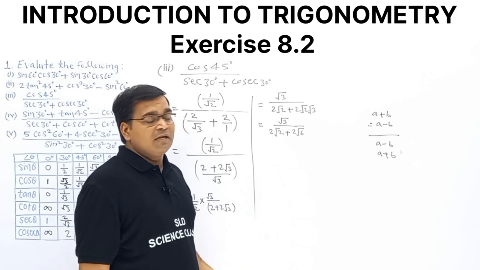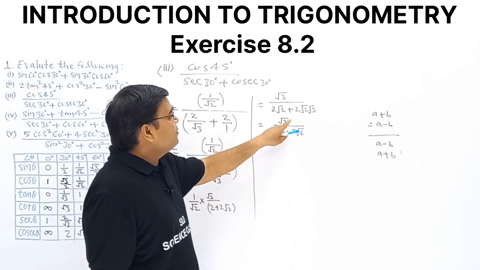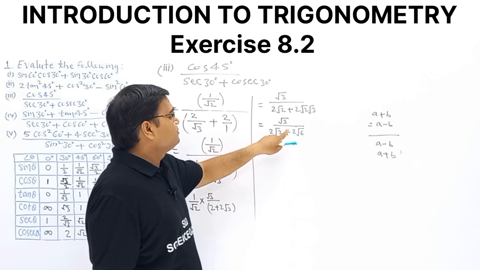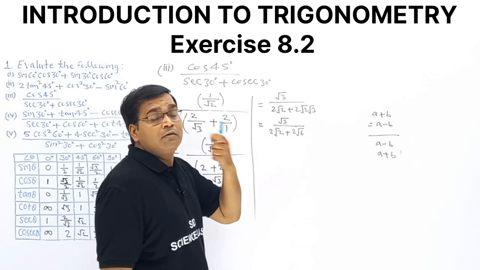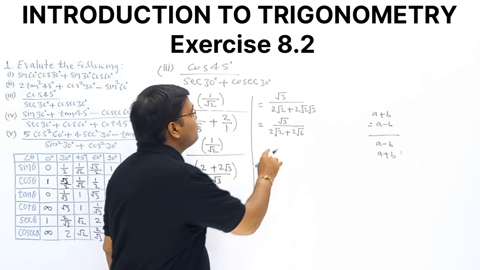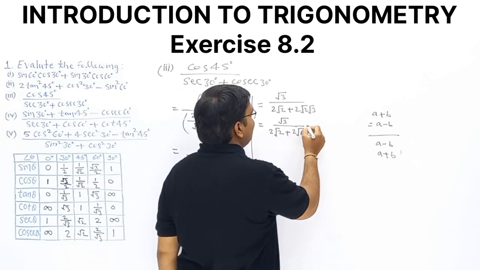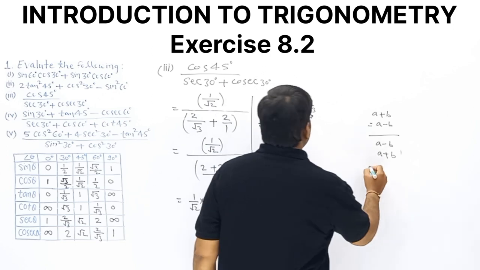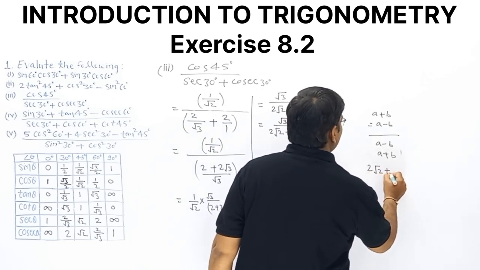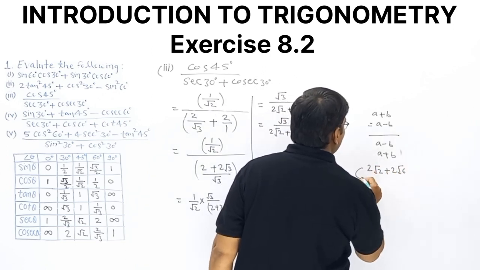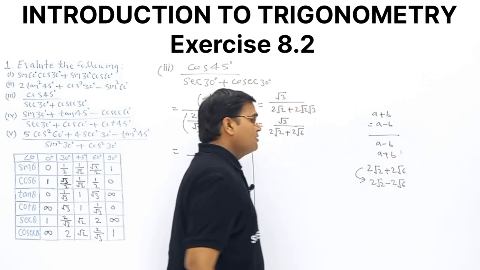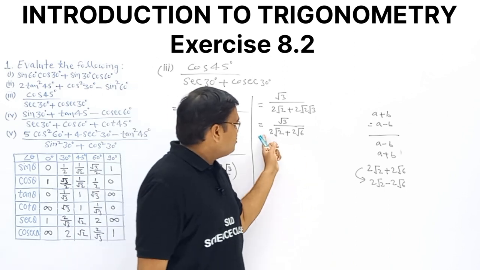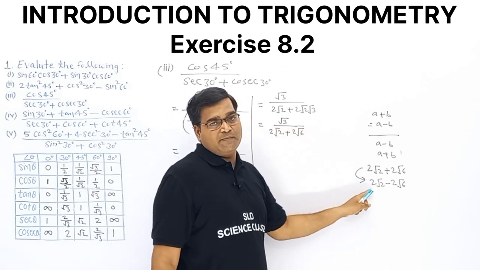So how will we remove this one? We will multiply and divide. We will multiply by its conjugate. And what will be its conjugate? Its conjugate is what? 2 square root of 2 plus 2 square root of 6. Its conjugate will be what? 2 square root of 2 minus 2 square root of 6. This denominator's conjugate is this one.